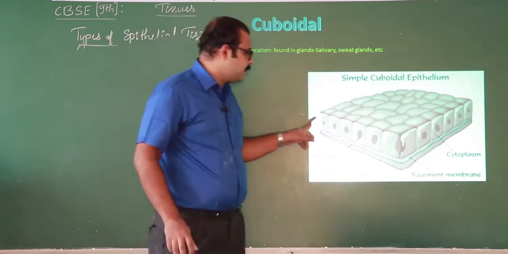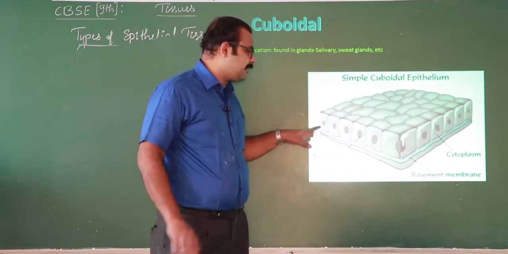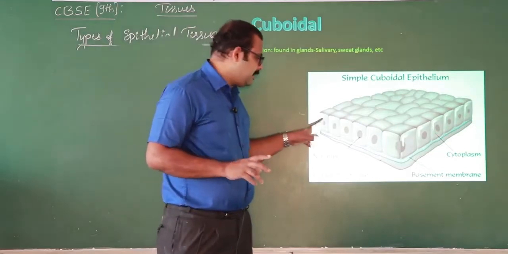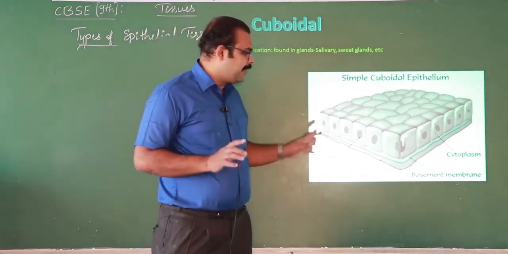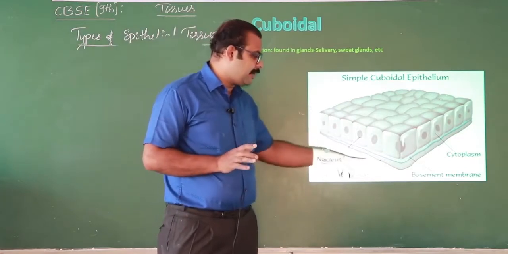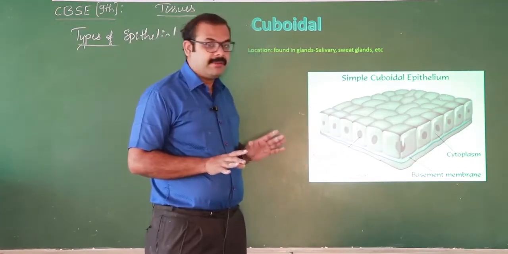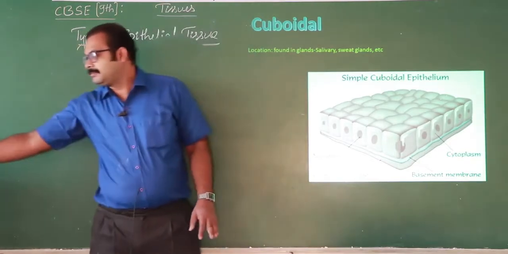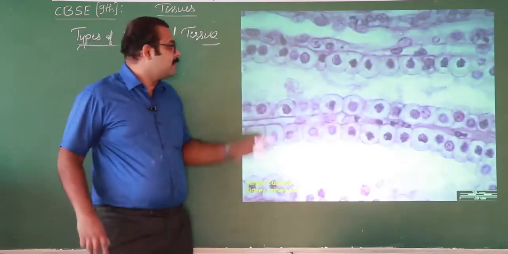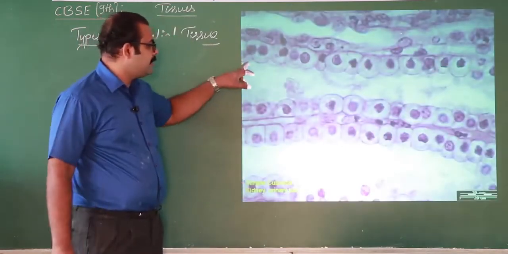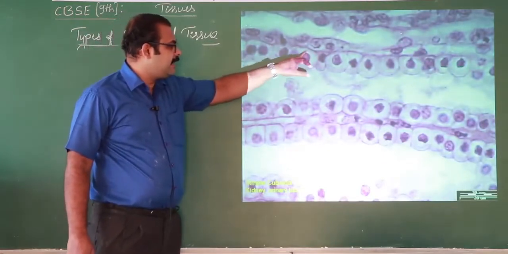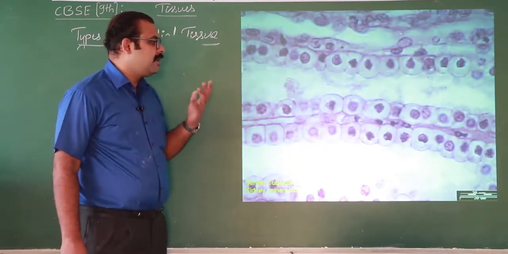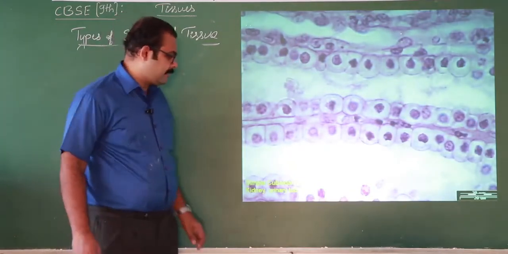If you see that, the width and the height of the cells are almost equal, and they contain a large central nucleus and plenty of cytoplasm. Again they are situated on the basement membrane. So this is about the cuboidal epithelium. You see that these are the different structures of cuboidal epithelium. I think you can see very clearly a large central nucleus. Almost all of them have the same size, in length and width.